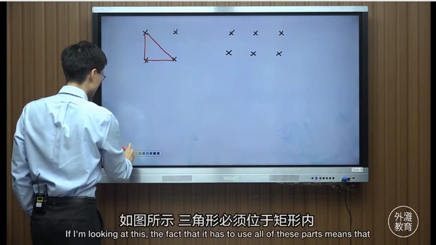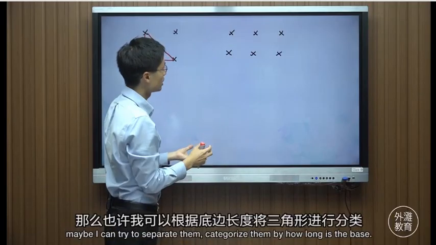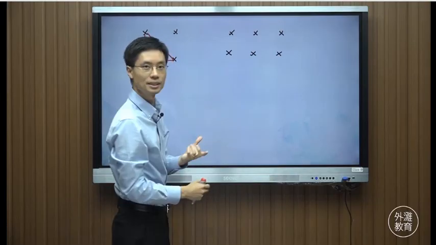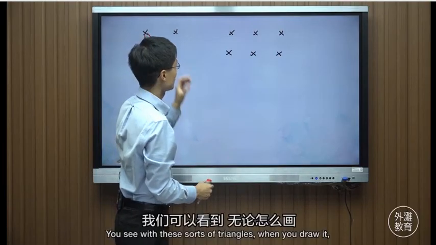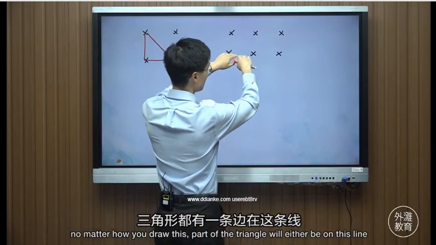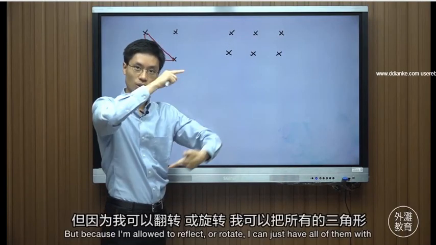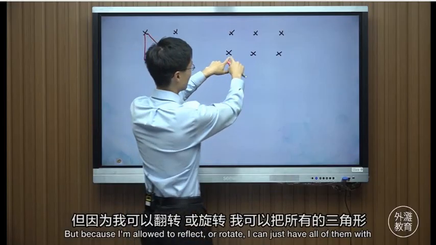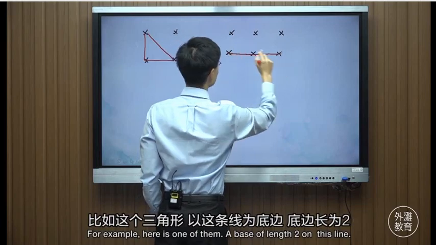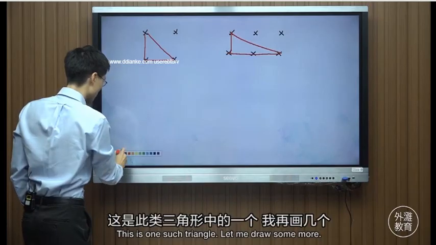If I'm looking at this, the fact that it has to use all of these parts means that maybe I can try to separate them, categorize them by how long is the base. You see, with these sorts of triangles, when you draw it, no matter how you draw this, part of the triangle will either be on this line or on that line. But because I'm allowed to reflect or rotate, I can just have all of them with the base on this line. For example, here's one of them, a base of length 2 on this line. This is one such triangle. Let me draw some more.